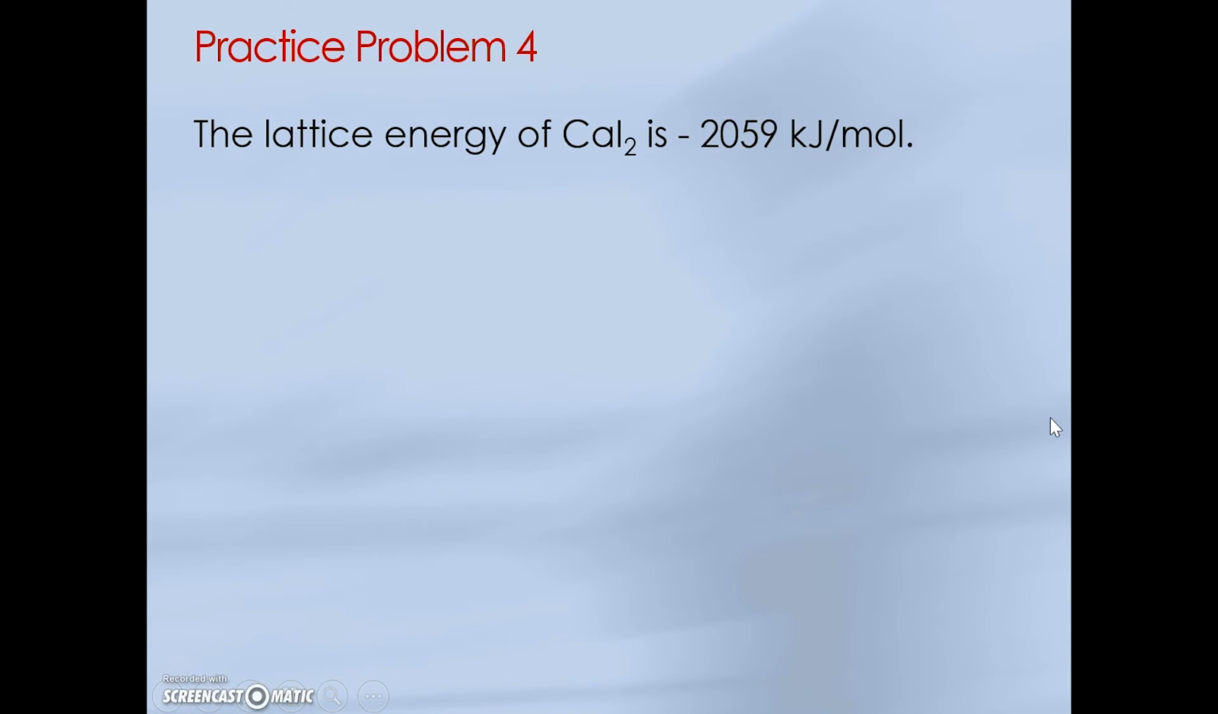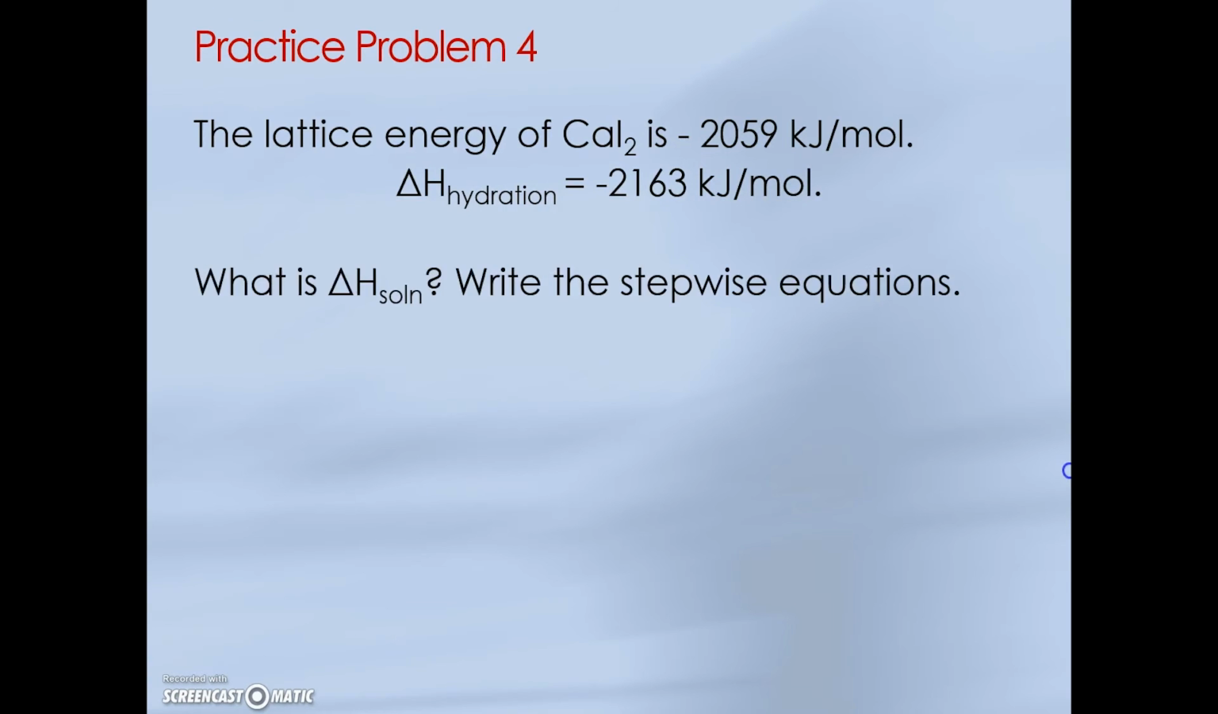Practice problem number 4. The lattice energy of calcium iodide is negative 2,059 kilojoules per mole. Enthalpy of hydration is negative 2,163 kilojoules per mole. Now, what is the enthalpy of the solution? And write the stepwise equation.